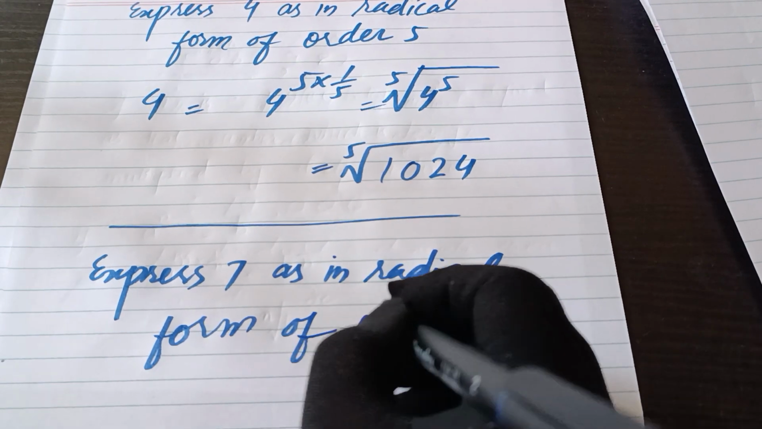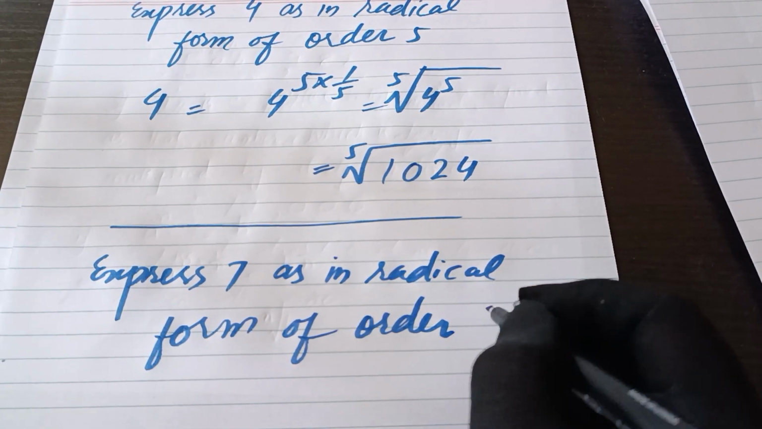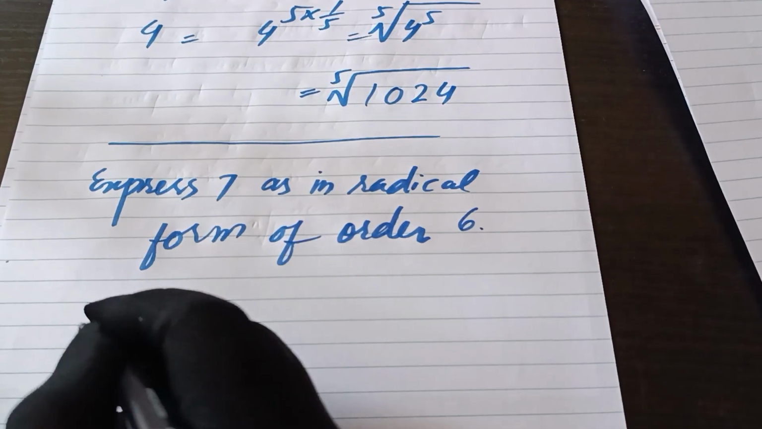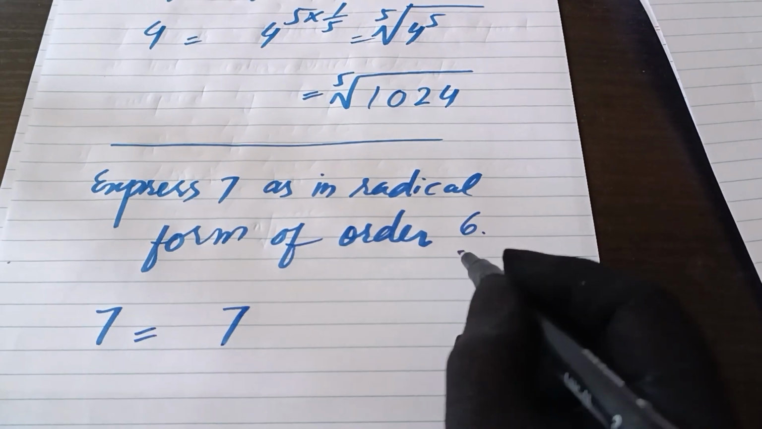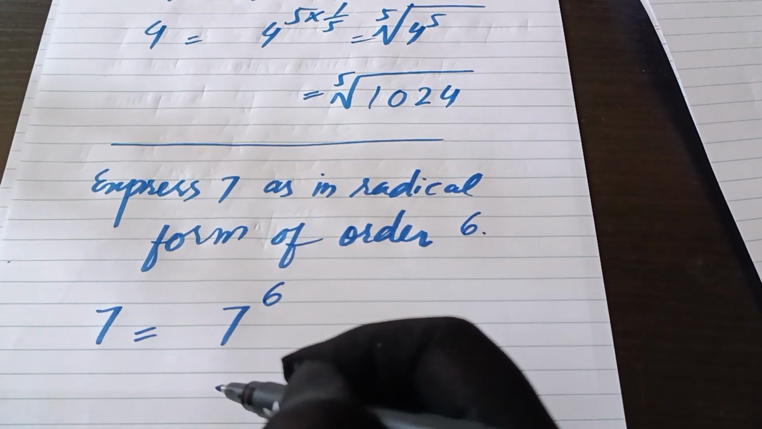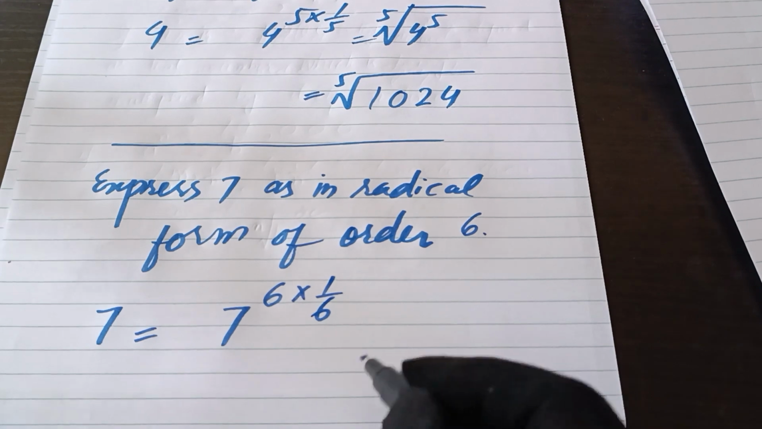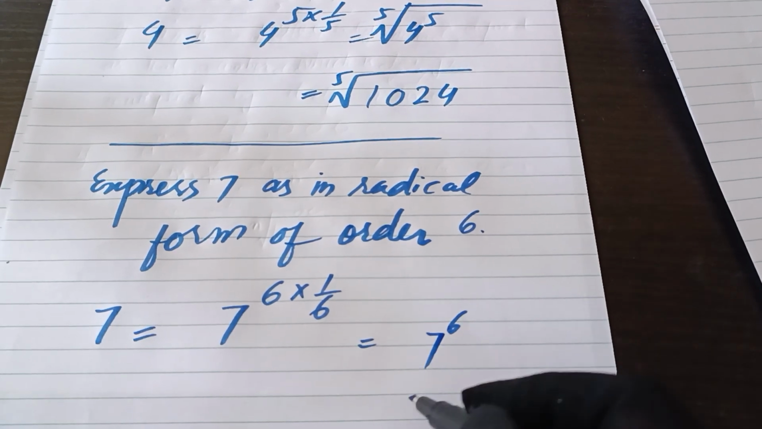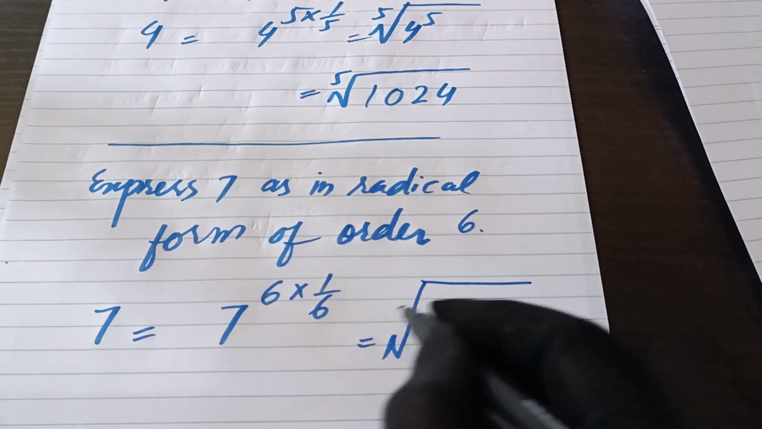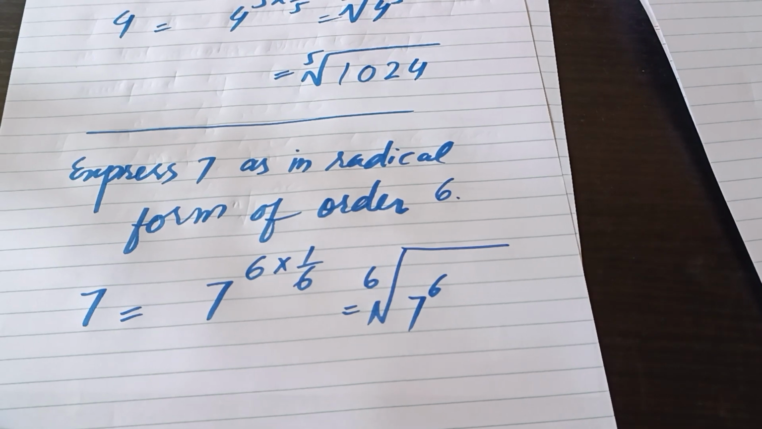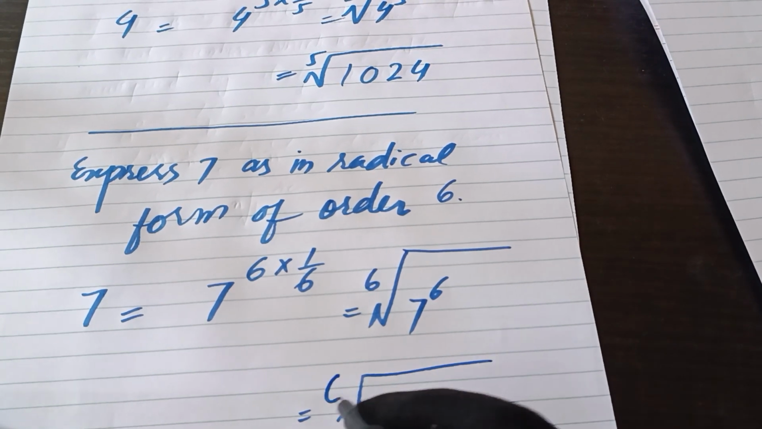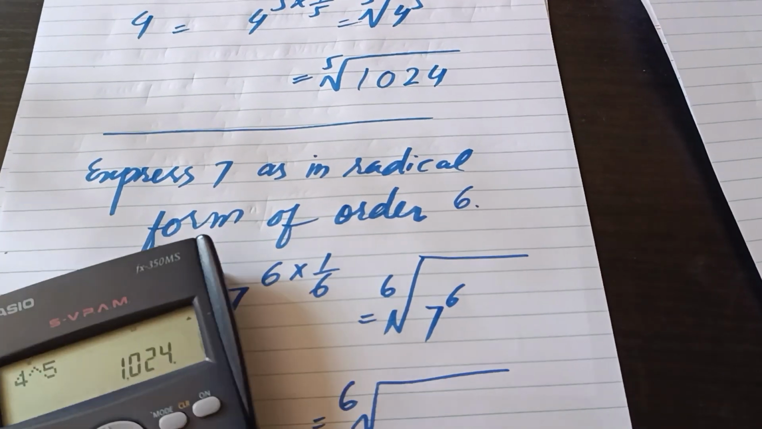If we need to express 7 in radical form of order 6, that means take exponent 6 on the number and then the 6th root, and express it like this. Now the 6th root of 7 to the power 6 you solve by calculator.